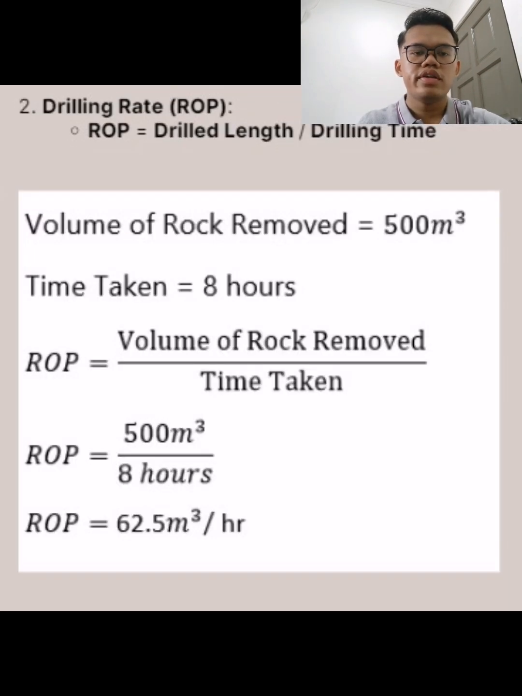For the second calculation, it is about the drilling rate. It is often referred to as the rate of penetration, ROP. The formula of drilling rate is volume of rock removed divided with the time taken. For example, here, if the volume of rock removed is 500 cubic meter and time taken is 8 hours, when it is divided, then the answer that we will get is 62.5 cubic meter per hour.